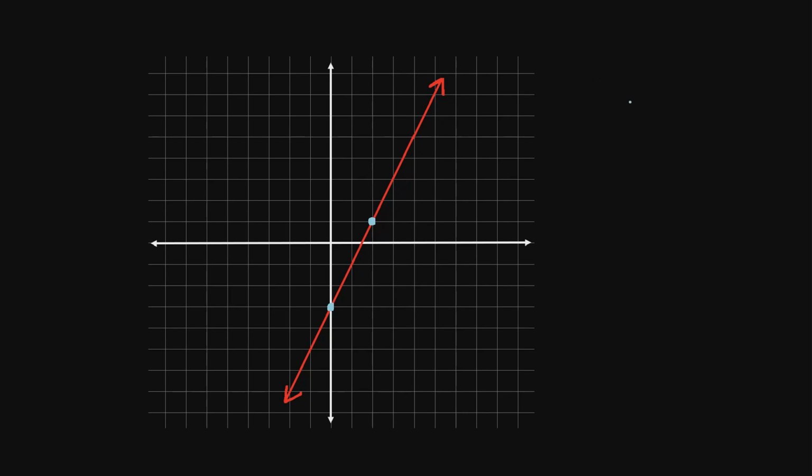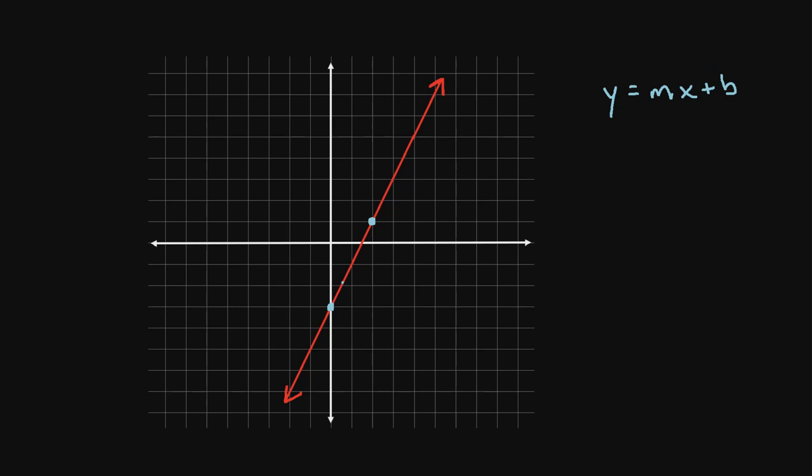So the easiest way to write that equation is in the following format. Y equals mx plus b. This is known as slope-intercept form, where m represents the slope of the line and b represents the y-intercept, which is where the line actually crosses the y-axis. So the b is very easy to find.